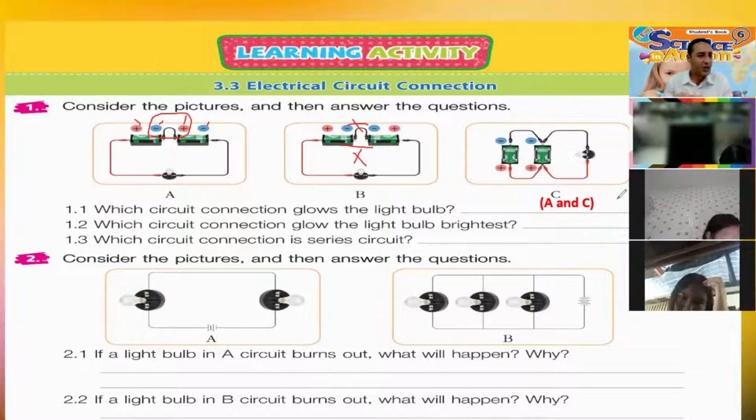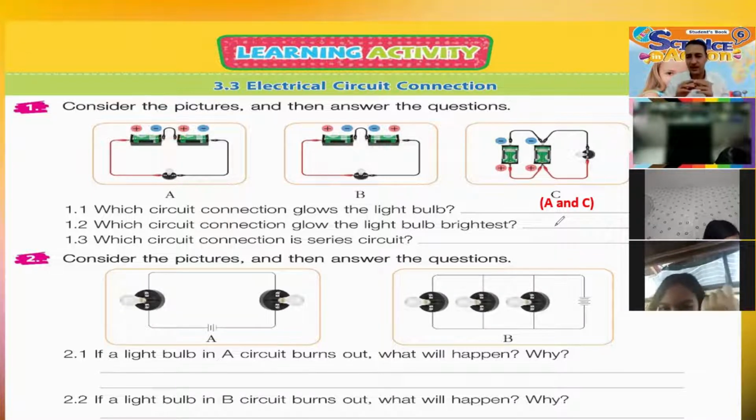All right, now question number 2. Which circuit connection glows the light bulb brightest? What do you think? In all these three circuits, which circuit will glow the light bulb brighter, or the brightest? Anyone can answer me, students? It is B.